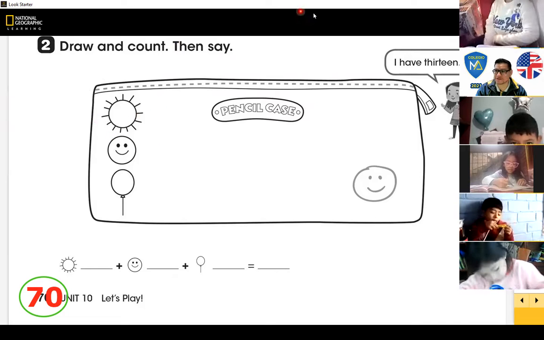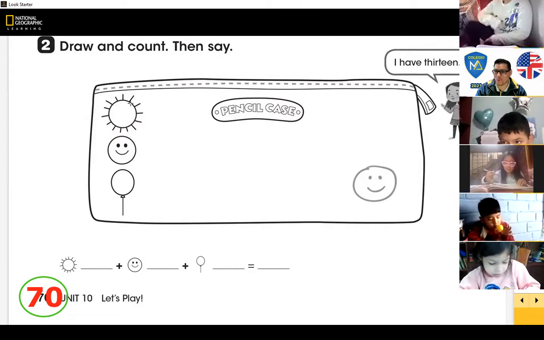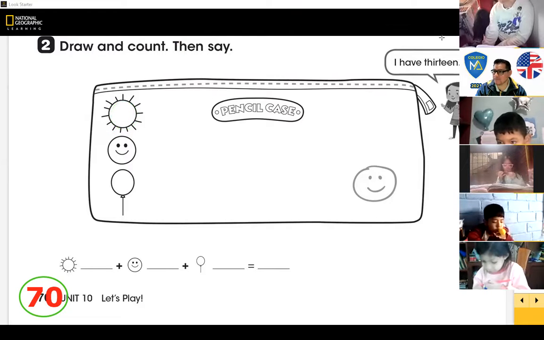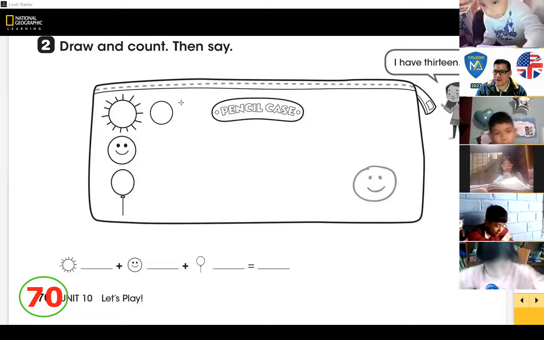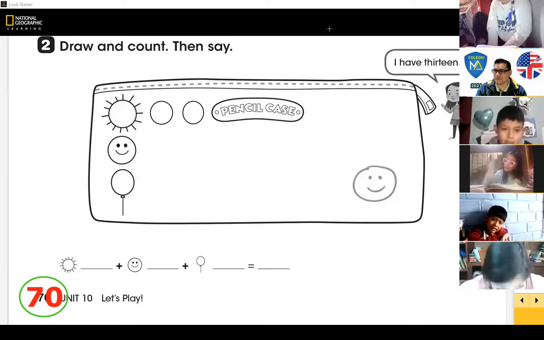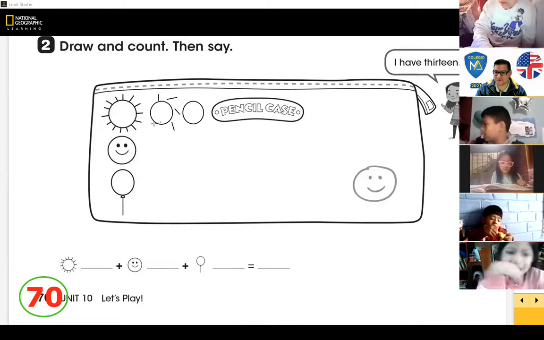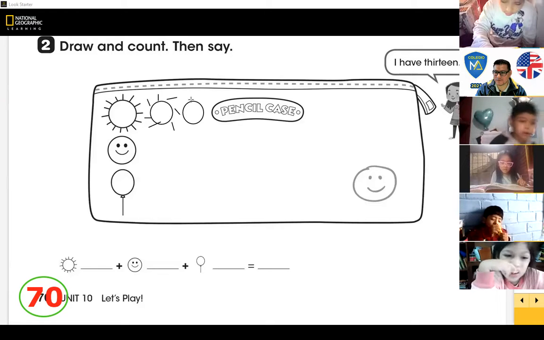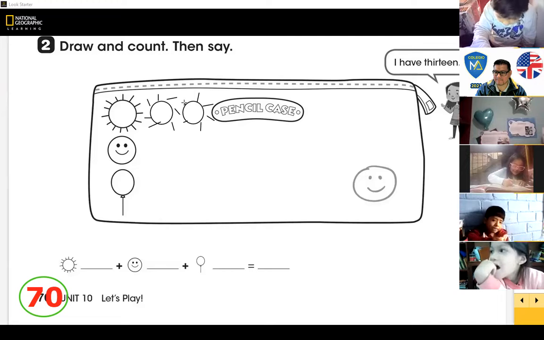For example, this is the sun. Let's draw the sun, okay? Here is one. I'm gonna draw another. Two and three, okay? There are three suns here. Okay, these are three suns.